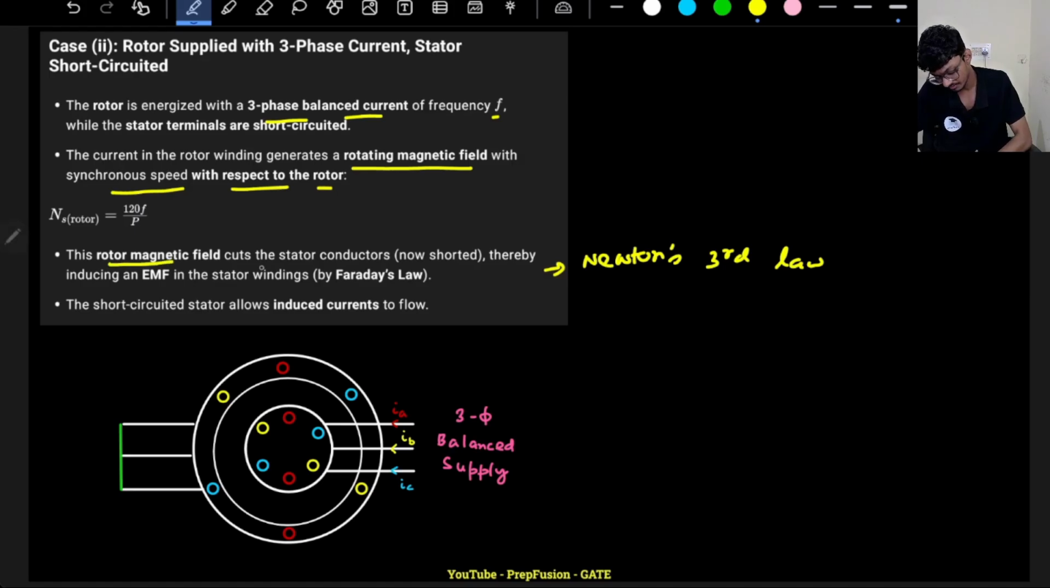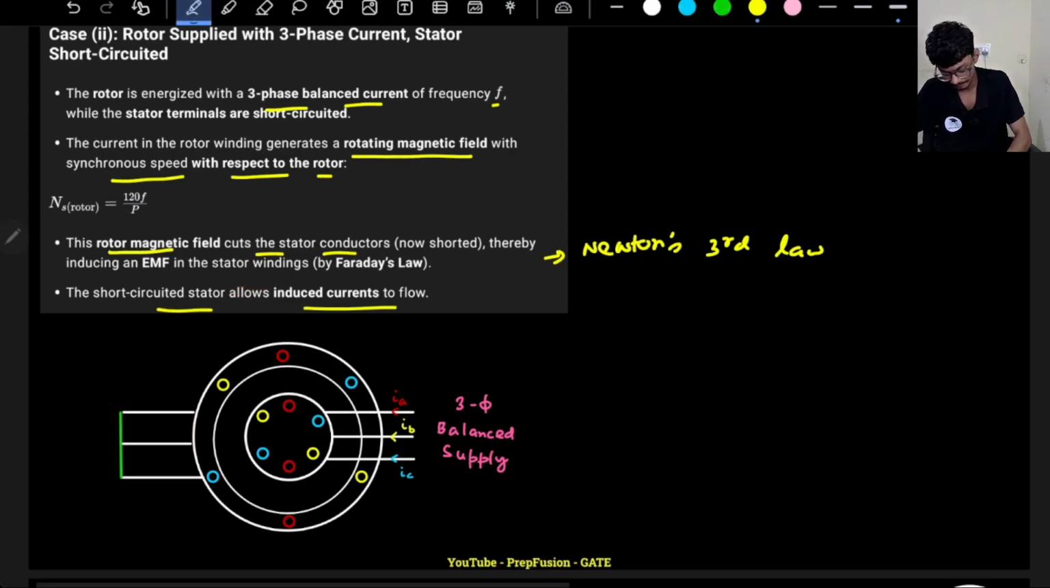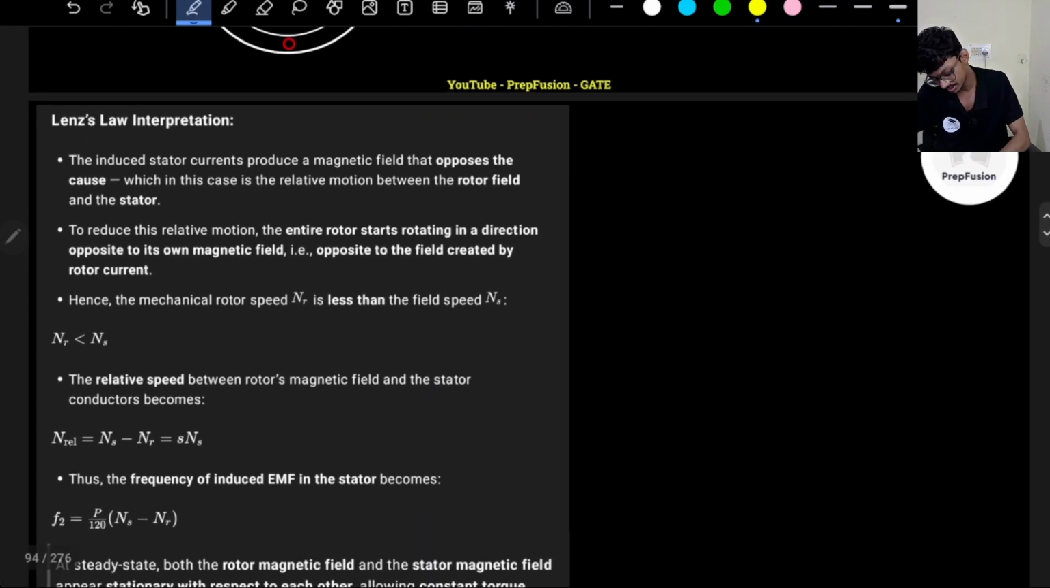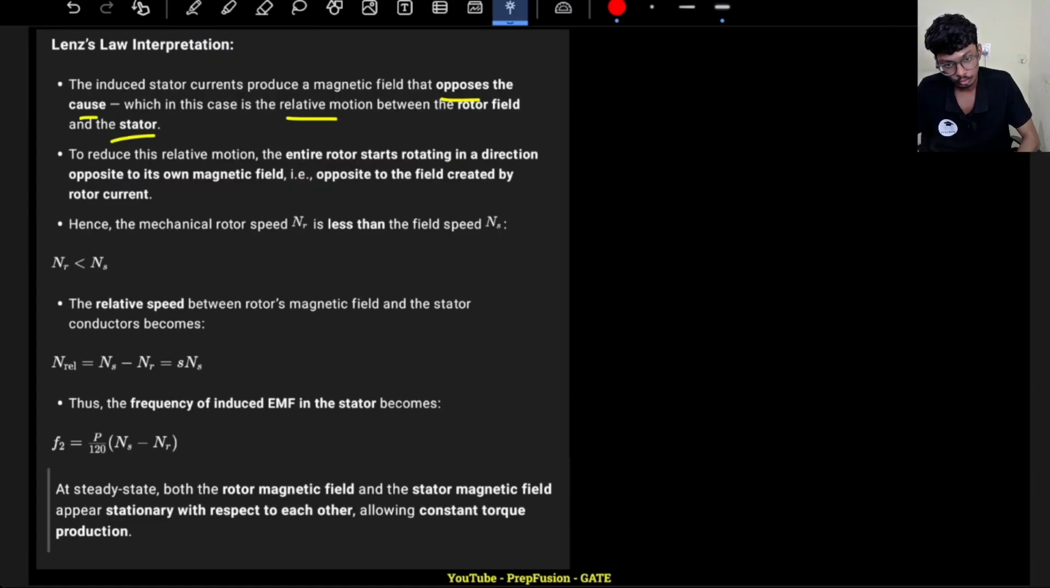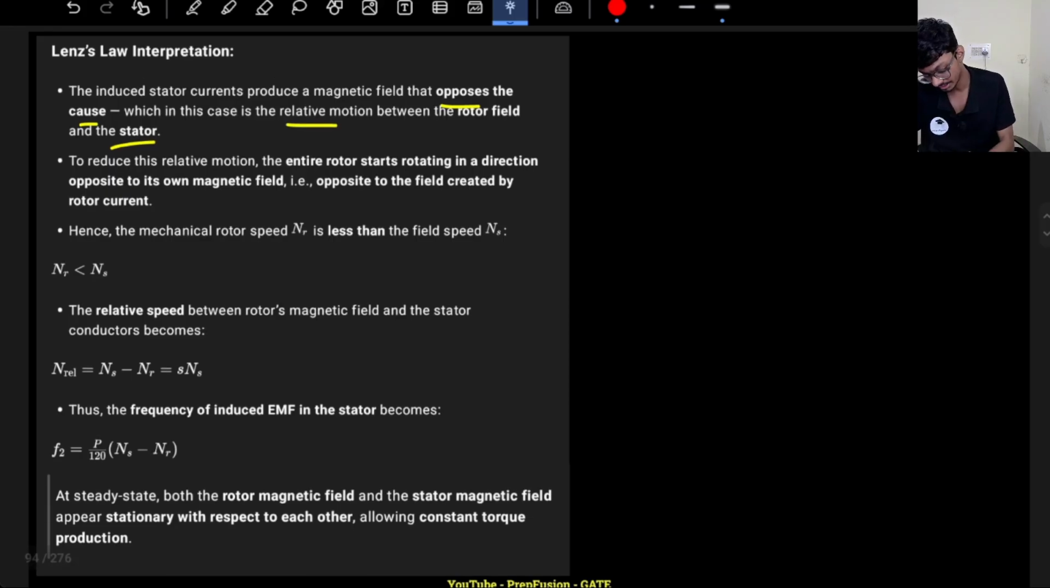The rotor magnetic field cuts the stator conductors because they are now shorted. So thereby EMF will be induced and then current will flow, due to the short circuit path. This induced current produces a magnetic field that opposes the cause, which in this case is the relative motion between the rotor field and the stator. So to reduce this, what will happen? The rotor also starts rotating in the opposite direction.